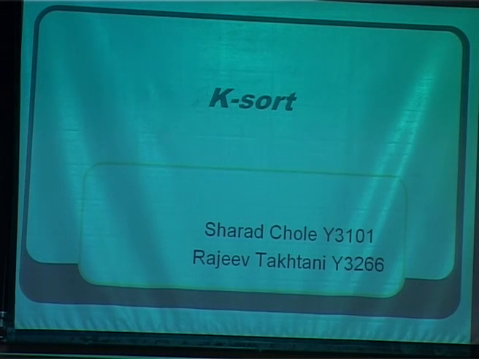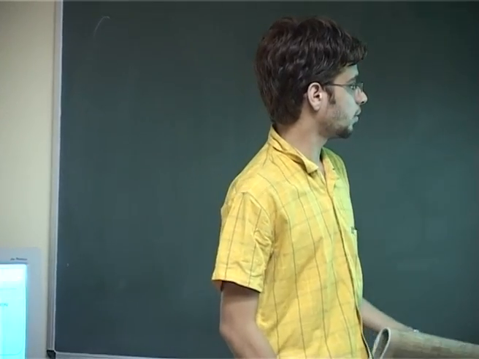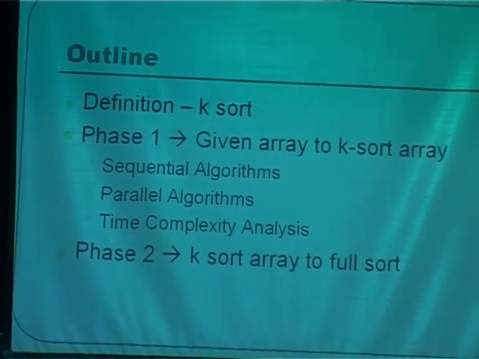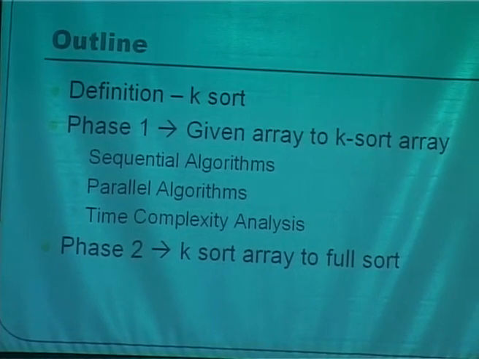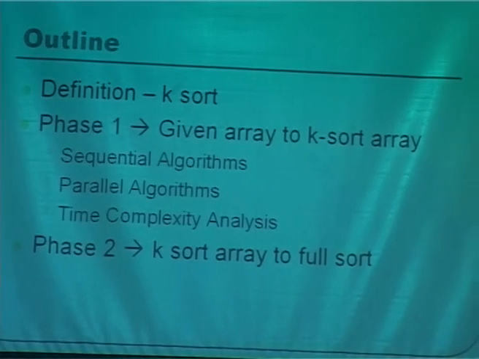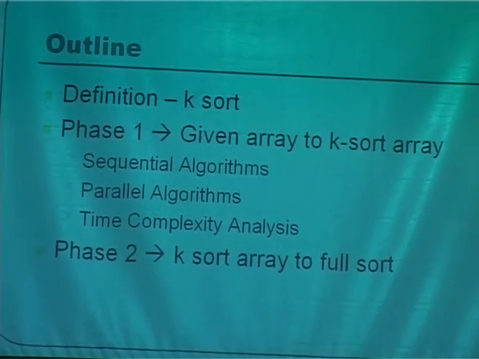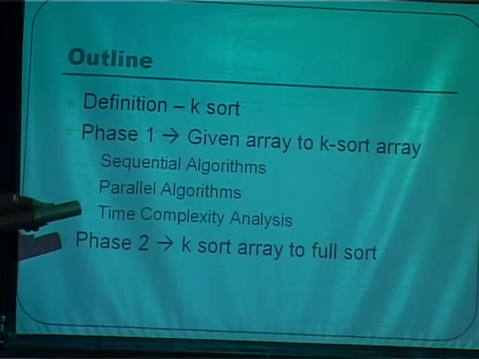Good morning everybody. The problem we did in our term paper was K-sort. The outline of our presentation: we'll first define the problem. Then in phase 1, given any array, we try to get the K-sorted array. We'll suggest some sequential algorithms and parallel algorithms, and do the time complexity analysis along with the problems. In phase 2 we'll also tell you one algorithm to go from K-sort to full sort.